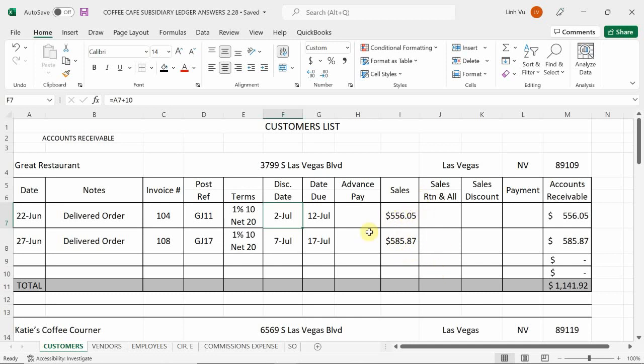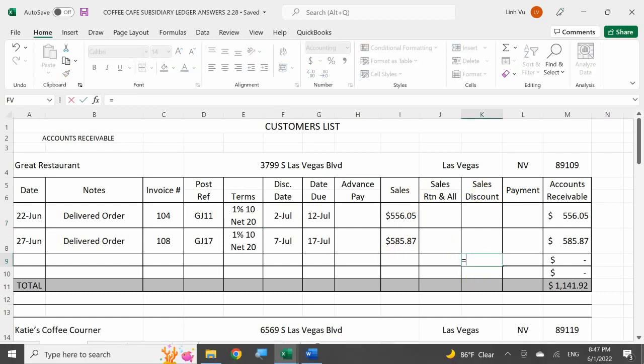Now in this case, it's simple here. We know this includes the $30 delivery fee. So we just simply subtract that $30 delivery fee. And this is going to be considered a sales discount. So we need to figure out what $556.05 minus 30 is, which gives us 526.05, right? Let's double confirm that. Okay, gives you 526.05.